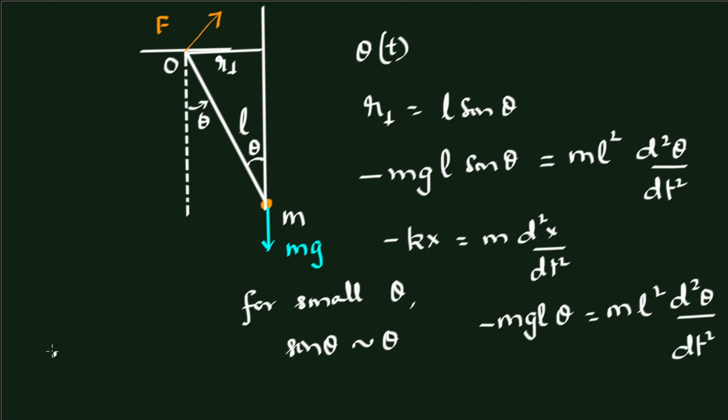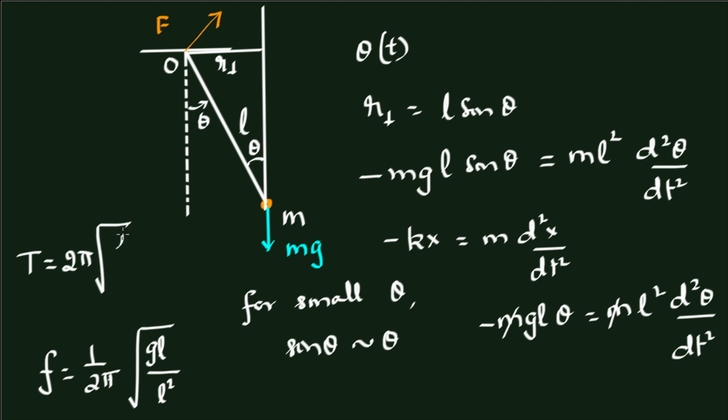So we can immediately write down the frequency 1 over 2 pi square root of k by m. What plays the role of k? m cancels here. gL divided by L squared. So the frequency is 1 over 2 pi root g by L, and therefore the time period is 2 pi root L by g. A very familiar result.